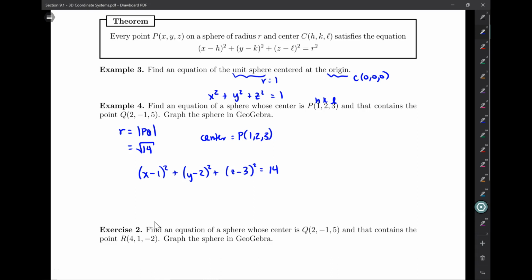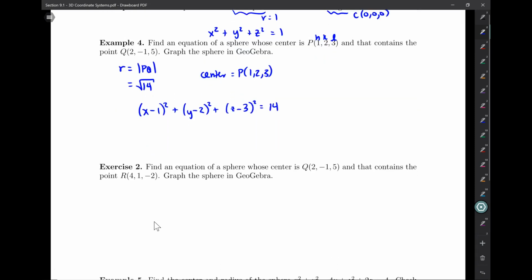Now why don't you go ahead and give this a try. Find an equation of a sphere with the center at Q that contains the point R. So go ahead and pause, and I'll see you back here in a few minutes. Make sure you also do it in GeoGebra as well.